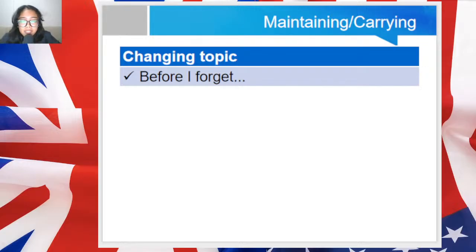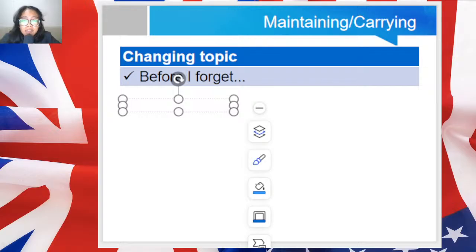Okay, look at our slide. "Before I forget." Again, "Before I forget." This phrase is a fantastic tool for when something comes to mind that you want to talk about and you want to say it right away so you don't lose the thought.